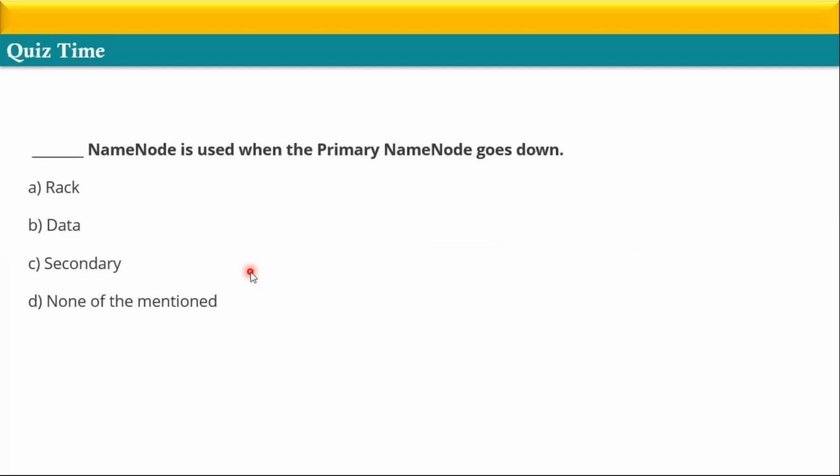Yes. Okay. Moving further, the dash name node is used when the primary name node goes down. This is the simplest one. The secondary name node is used. Yes, sir. Secondary name node is used when the primary name node is down.